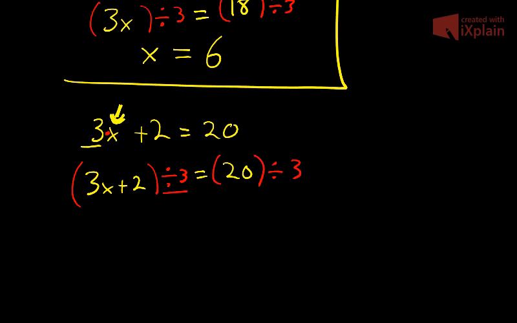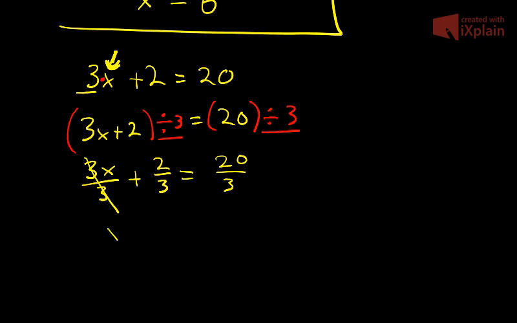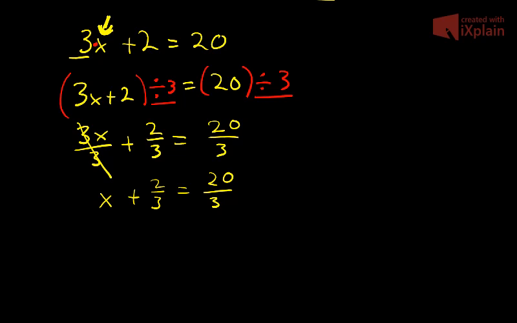So anything I do over here, I also have to do over here, and it has to be done to the whole side. So if I do this to the whole side, I end up getting something really kind of gross and messy. That's all right, which would be 3x divided by 3 plus 2 divided by 3. So I had to do it to the whole side, so it happened to both of these things, right here and right there. And then on this side over here, I would get 20 divided by 3, which is 20/3. And thankfully these cancel, and I end up with x plus 2/3 equals 20/3, which is kind of gross. We have a bunch of fractions. That's no fun. But we're going to continue.